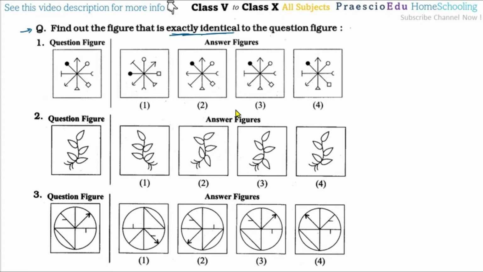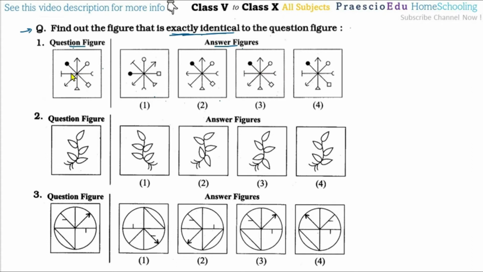This can only be done by practice. Now we are going to see question number 1. This is the question figure, and these are the answer figures. In the answer figure there are 4 figures, option number 1, 2, 3 and 4. Of the question figure and the answer figures, we have to choose the one which is similar, the same as the question figure, in our options.